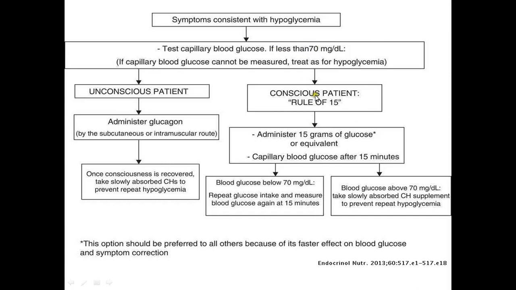So if the patient is conscious, remember the 15 rule: you have to give 15 grams of glucose or equivalent, and check capillary blood glucose after every 15 minutes. If glucose level is less than 70, repeat glucose intake and measure glucose again at 15 minutes. If it is above 70, then give a large meal, a high slowly absorbed carbohydrate supplement.